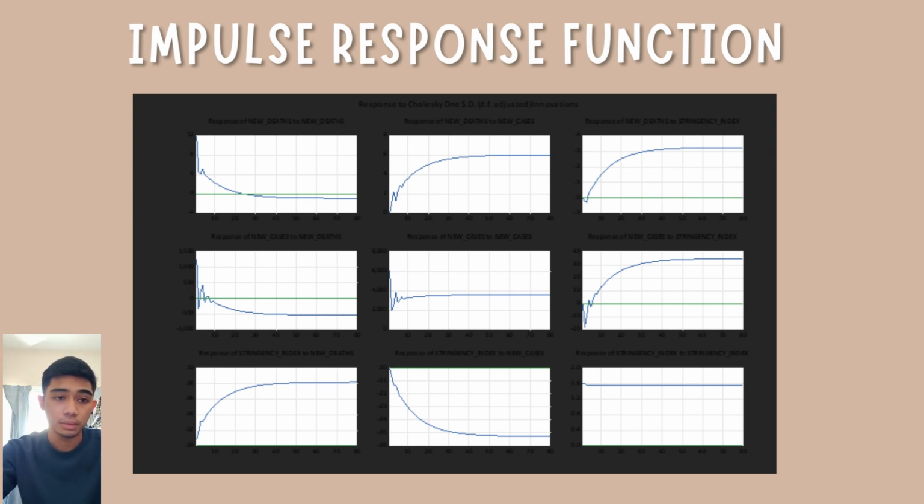Lastly, the impulse response of stringency index towards new death and new cases. The response to the new death is all positive. It increased at first and went constant for a while before day 10 and continued to increase till day 50 and went constant after. The response towards new cases is all negative. The trend started to decrease from day 1 and fluctuated a bit before day 10 before continuing to decrease till day 50 and going constant after it.